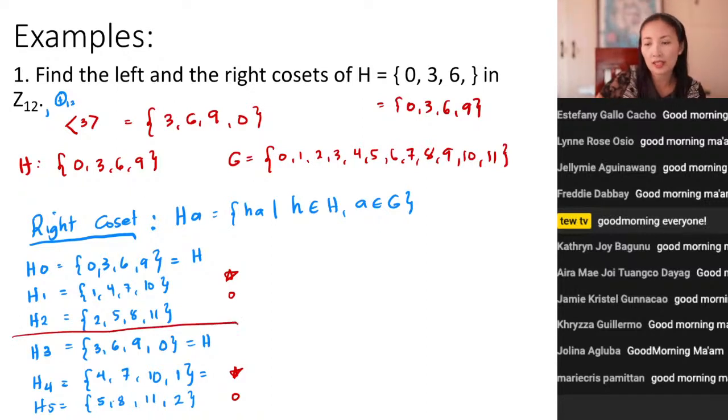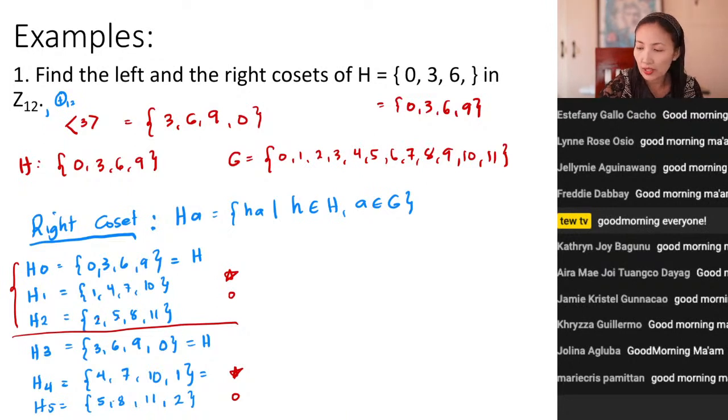Because the succeeding cosets will be equal to the previous or the first 3 anyway. And what else can you say? 0, 1, 2, 3, 4, 5, 6, 7, 8, 9, 10, 11 contain the elements of G already. So this is how we form the right coset.